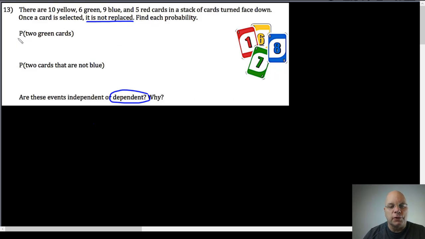The first problem is asking us for the probability of 2 green cards. So probability of green, green will be equal to the probability of green multiplied by the probability of green after green. The probability of the first green card would be 6 because all the cards are there at the moment. There are 6 green cards out of a total of 25 plus 5, 30 cards altogether.